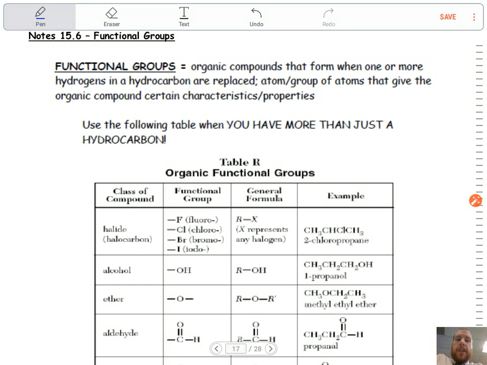Hey guys, this is video 15.6. We're going to be talking about functional groups. The big thing you want to remember when dealing with these functional groups is Table R.